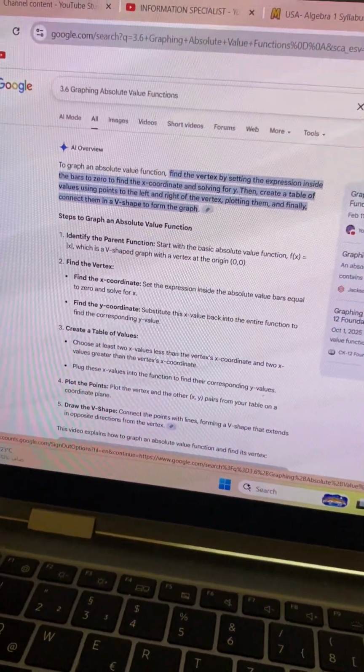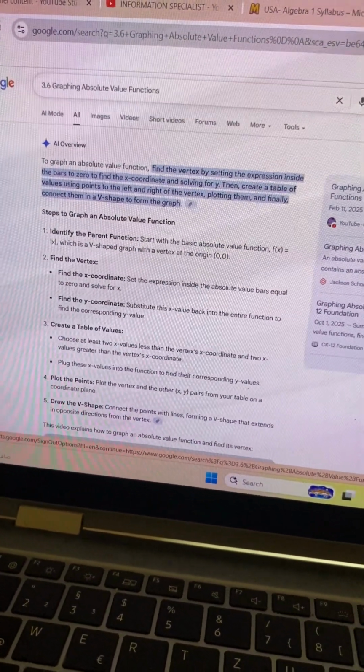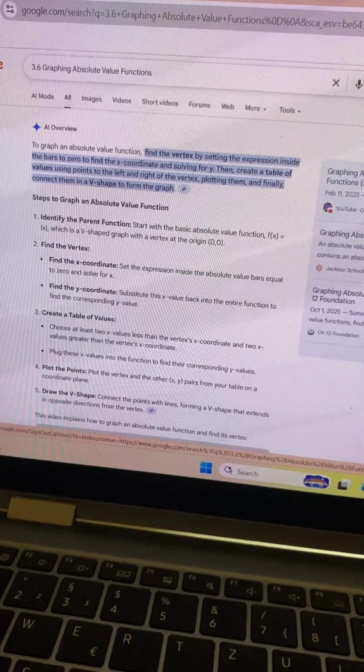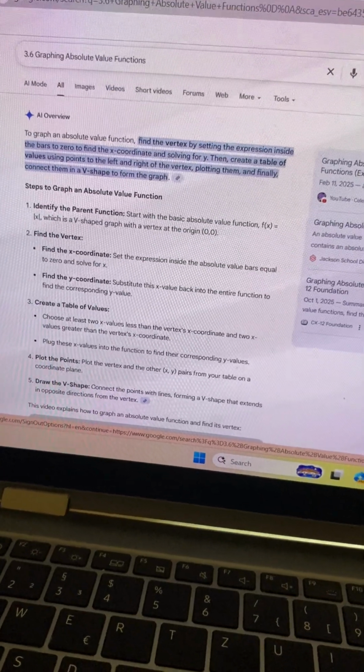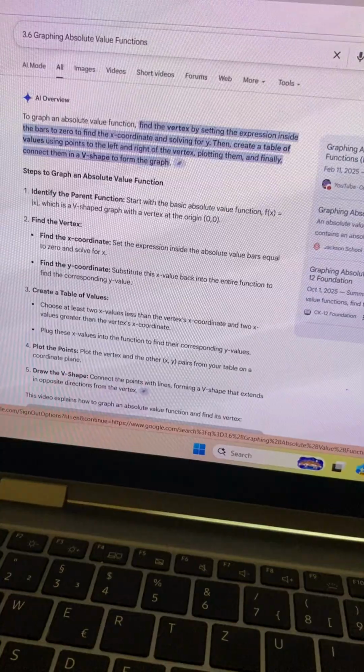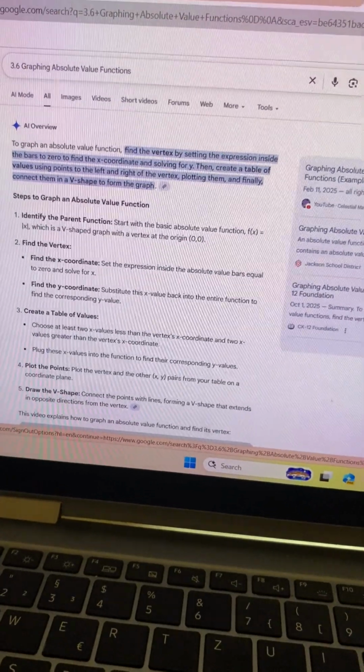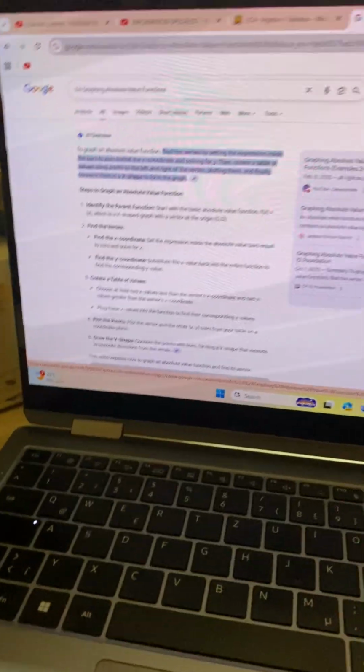Okay, we will do graphing linear functions 3.6, graphing absolute value functions, and this is the final item in graphing linear functions. Let's start.